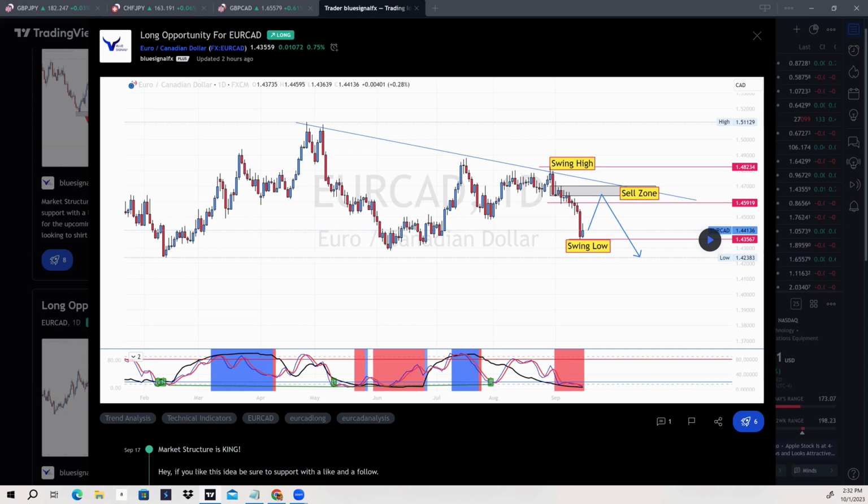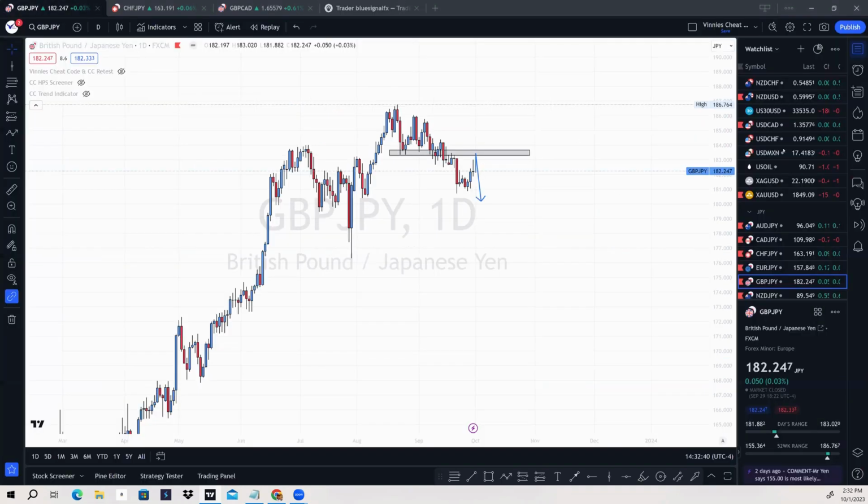So we're actually on TradingView. This is a trade that I called out, the 17th. It is now October 1st. So let's take a look at how this trade is playing out. All right, so let's go to Euro CAD.